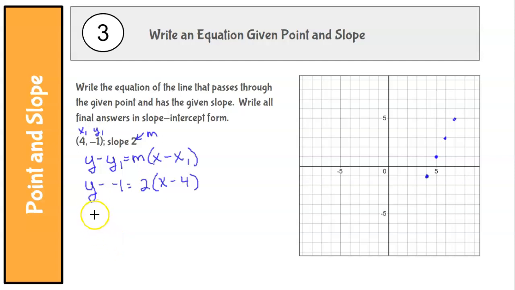Now, as you get to be a rock star Algebra 1 student, you'll know that when I have minus a negative, I could go ahead and make that plus. Now, it says to write all final answers in slope-intercept form. Well, you'll remember from the previous slide that slope-intercept form is y equals mx plus b. It's solved for y, and we don't have that here. So what we're going to do is we're going to distribute.